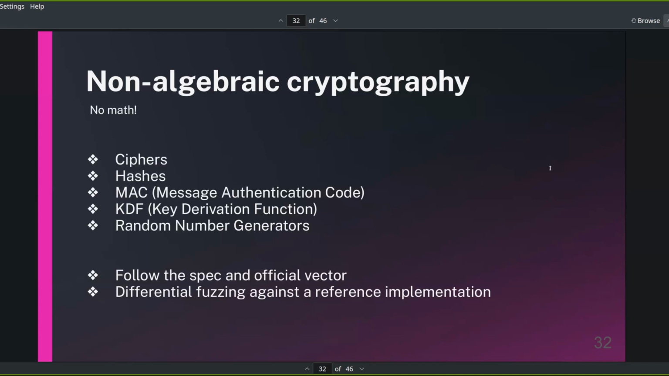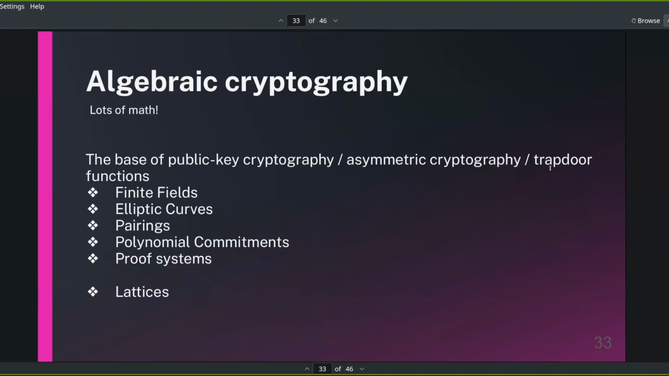Now, what matters most in ZK? Algebraic cryptography. Lots of maths. You'll see finite fields, you'll see groups. Maybe if you dive, you really want to be an algebraic geek, you'll see monoids, and other abelian groups and other fun stuff.